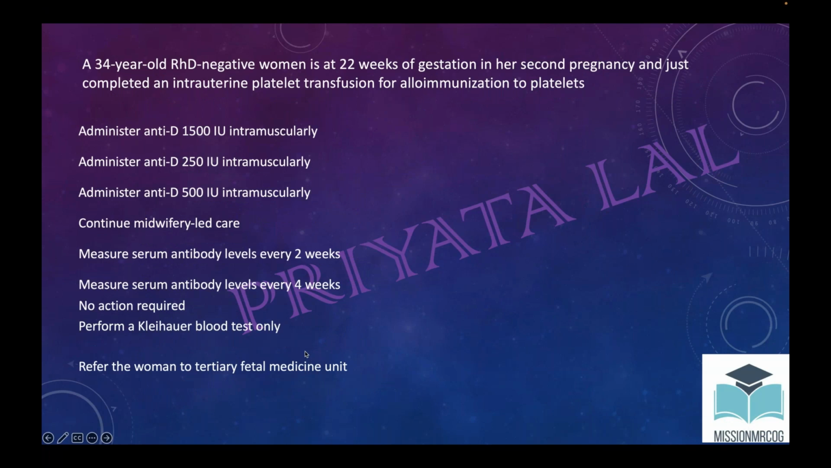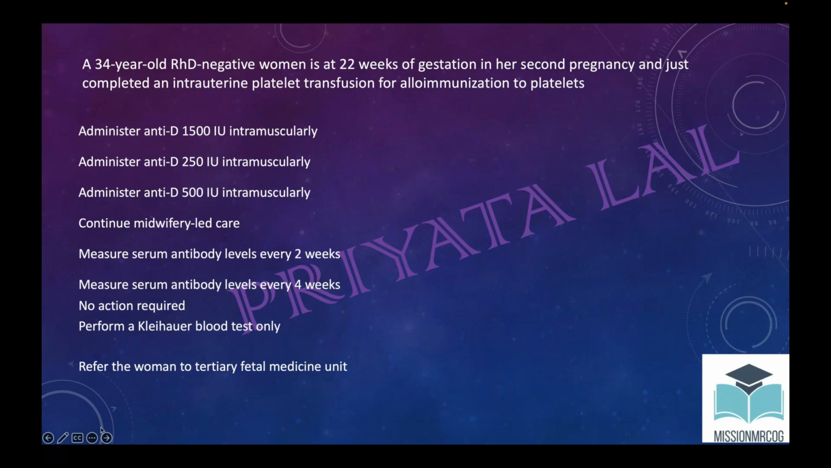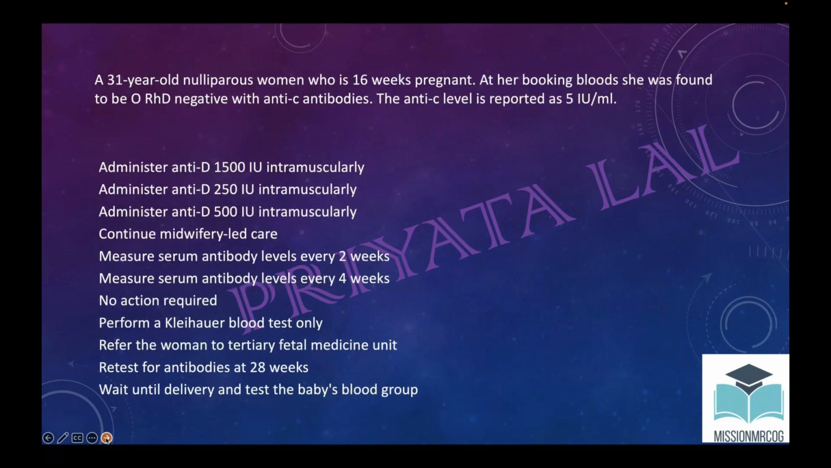Okay, so a 34-year RH negative woman at 22 weeks of gestation. She has completed platelet transfusion for alloimmunization to platelets. What to be done? So she would require anti-D. Yes, you are right. Anti-D intramuscular, as she is RH negative. I think this would be the last question.